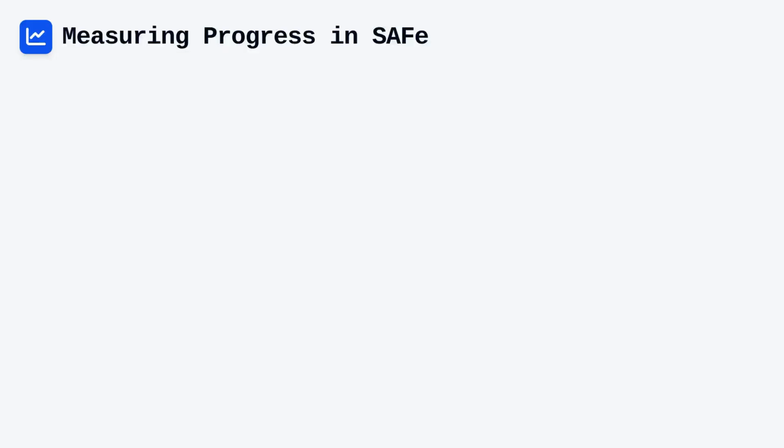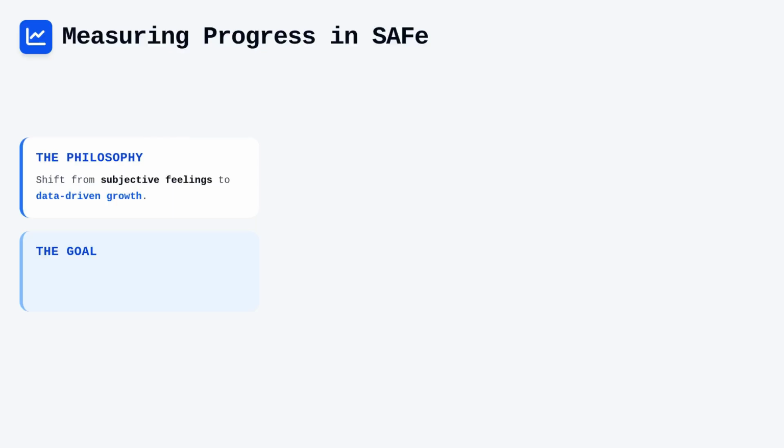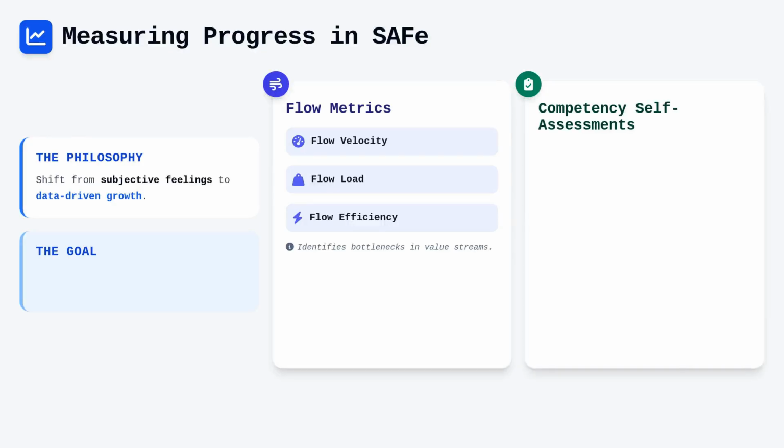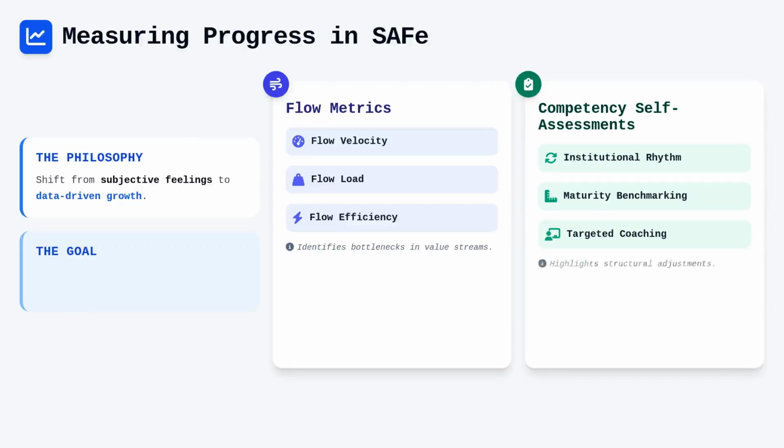Measuring progress is essential, as the framework relies on data-driven growth rather than subjective feelings about how well a transformation is going. SAFe emphasizes core outcomes, flow metrics, and regular competency self-assessments to ensure that the organization is actually achieving the competitive advantage it set out to gain. Flow metrics, such as flow velocity, flow load, and flow efficiency, provide transparent insights into where bottlenecks exist within the value streams. Competency self-assessments, conducted as a periodic institutional rhythm, allow teams to benchmark their maturity against established standards, highlighting areas that require immediate coaching or structural adjustment.